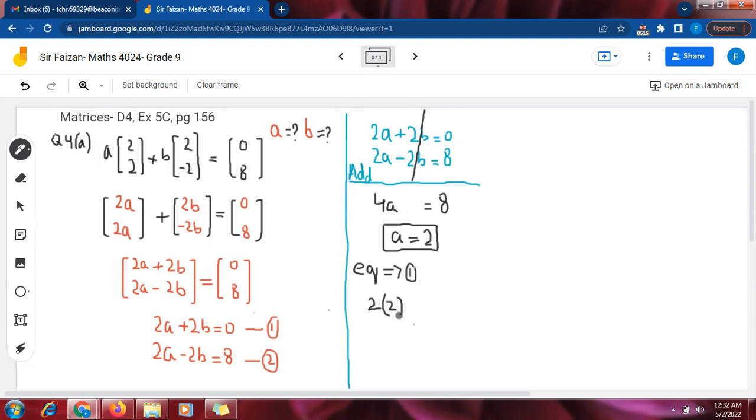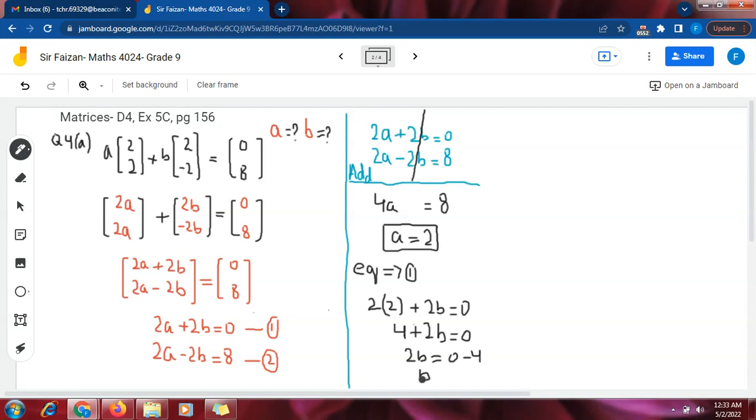So 2, and then again in the bracket 2, and then this will be 2b equals to 0. 2 times 2 is 4, so this will be 4 plus 2b equals to 0. And now I have to find the value of b, so I have to shift everything which is not with b. So I will just shift this positive 4 to the other side, so this will be 0 minus 4. This is positive 4, and when I shift this 4 to the other side, it will become 0 minus 4, and you know that 0 minus 4 is minus 4.